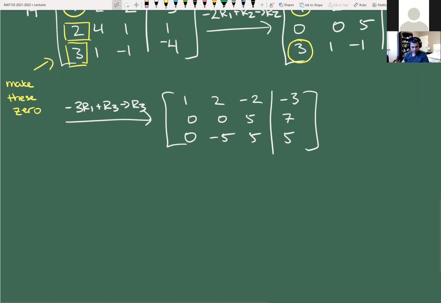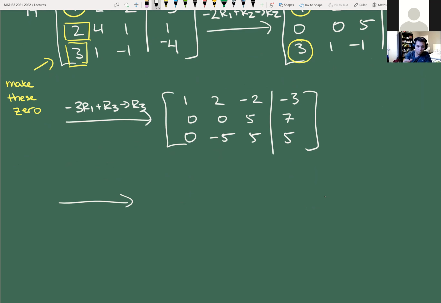Because what I want is, I don't want this to be the next leading one, because instead I'm trying to make a staircase sort of thing. I kind of want this to be the next leading one, right? And again, you can do it your way, as long as every single step is a legal row operation, then you'll get to RREF and you'll do it fine.